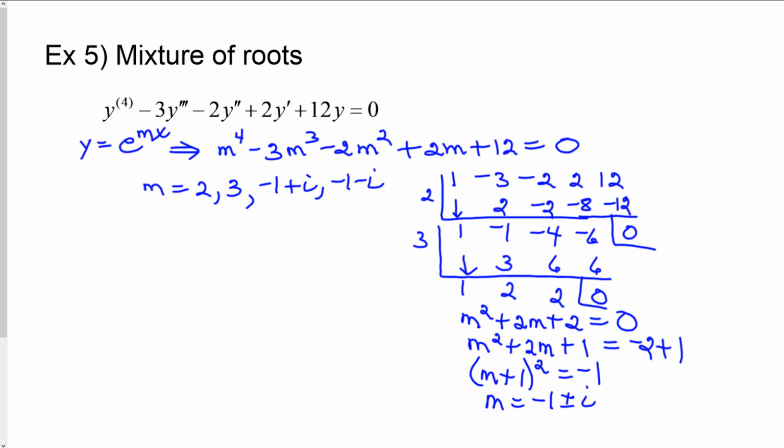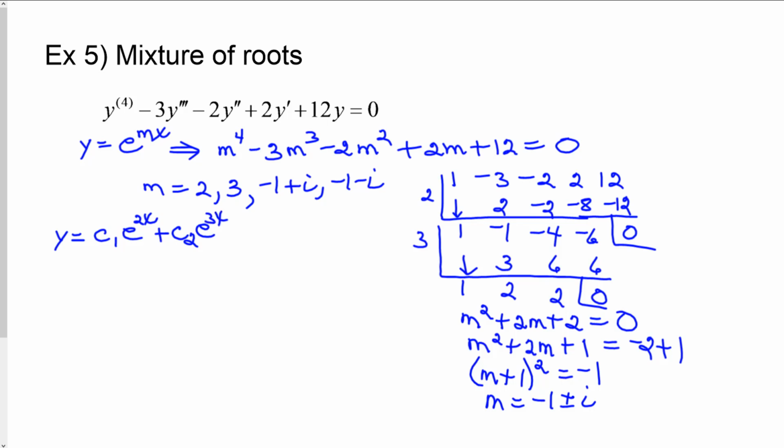So it really does not require a whole lot of work to go from here to our general solution. We have 2 distinct real roots, so we take care of those first. y equals C1 e to the 2x plus C2 e to the 3x.